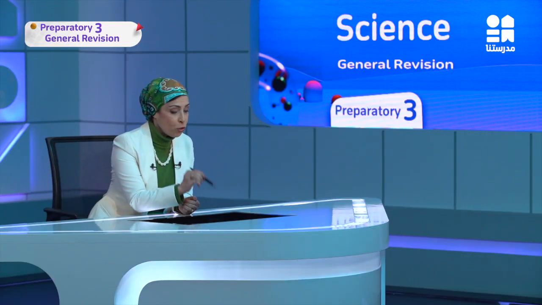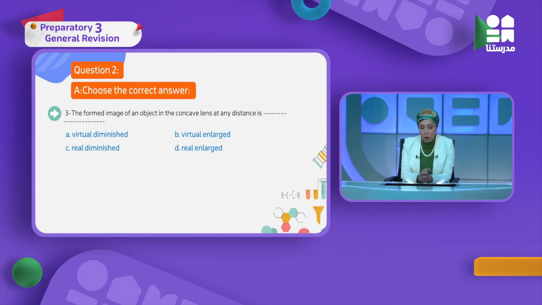So let's choose the answer. The formed image of the object in the concave lens at any distance is virtual diminished, or virtual enlarged, or real diminished, or real enlarged. Of course all of you know, the only case in the concave lens is virtual and enlarged. So the answer is number B, virtual and enlarged.